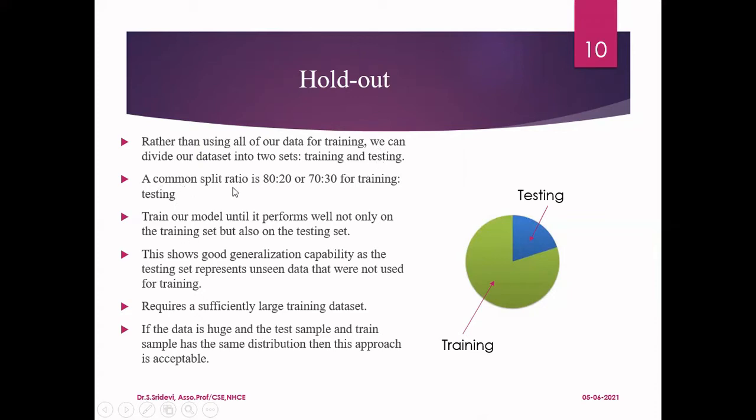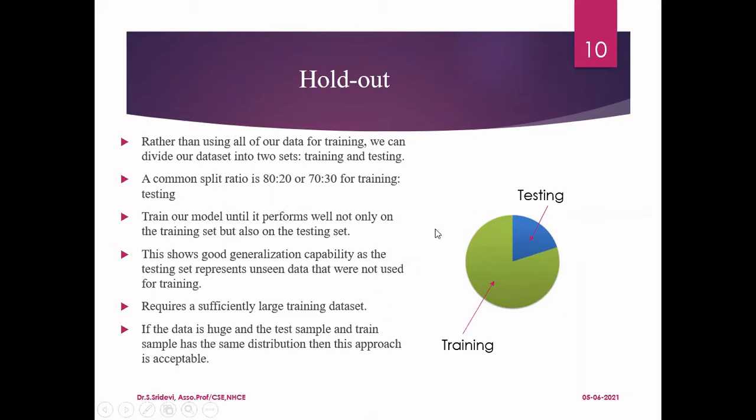A common split ratio that is generally employed is 80:20. It means that 80% of your data is used for training and 20% is used for testing. Sometimes you can go for 70:30. They are the commonly used ratios. It is not that you have to do this one only. You can even try with 60:40. You can understand how your model is performing for various proportions of training and testing sets.